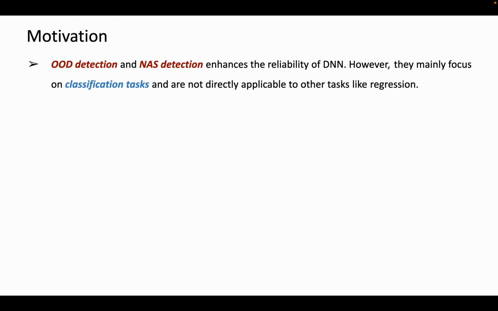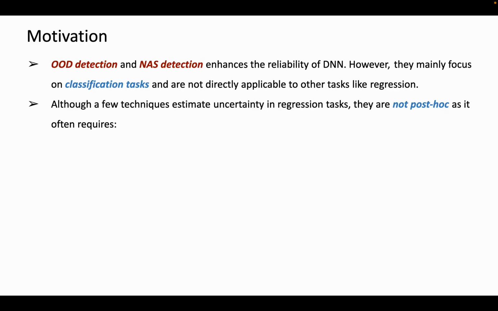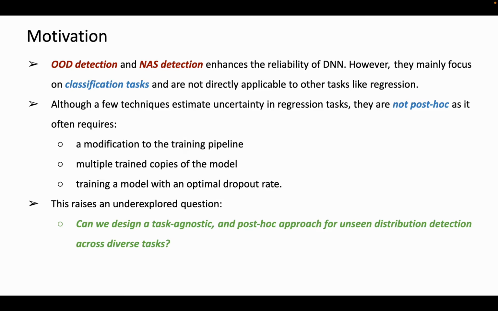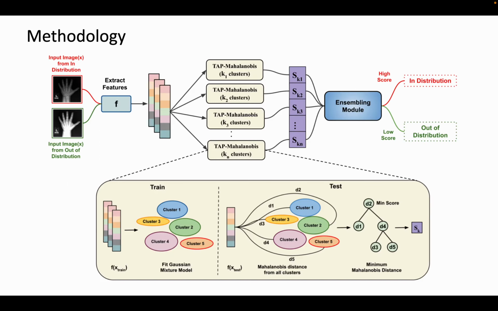Prior work mainly focuses on classification tasks and is not directly applicable to other tasks. Although few techniques estimate uncertainty in regression, they are not post-hoc. This raises an underexplored question: can we design a task-agnostic and post-hoc approach for unseen distribution detection across diverse tasks?